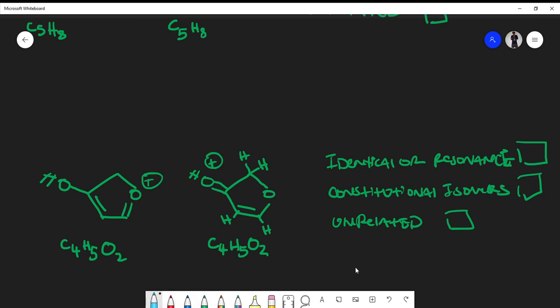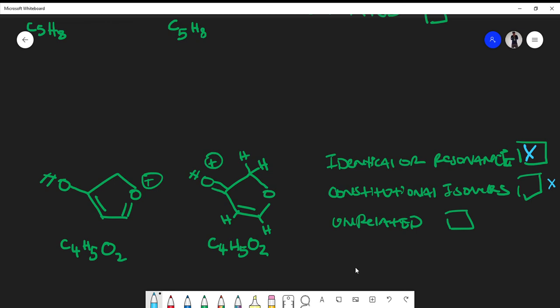Are these identical, resonance, constitutional isomers, or unrelated? Again, they can't be unrelated, because we have the same molecular formula. So I'm going to write that these are actually constitutional isomers. And if you think that way, you are incorrect. The answer is actually resonance structures or identical. This is the actual answer.